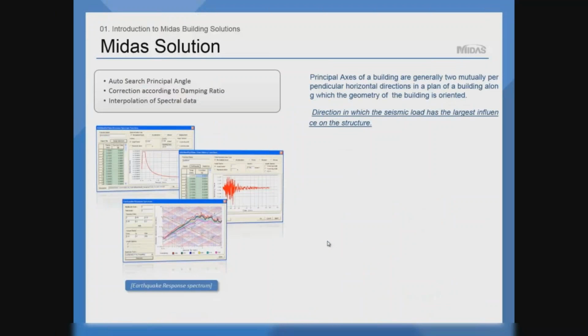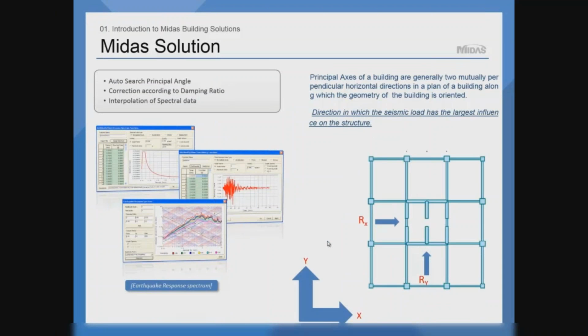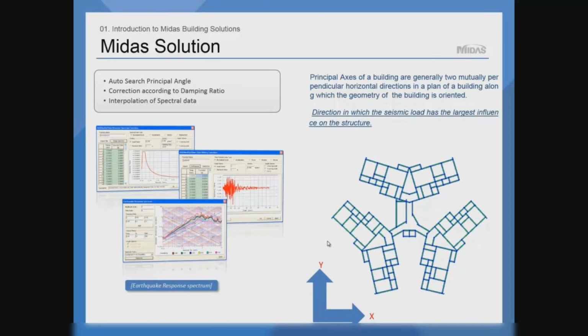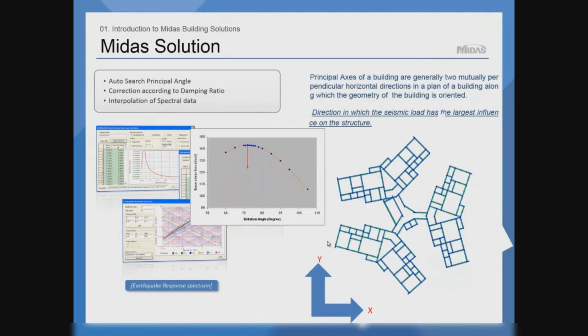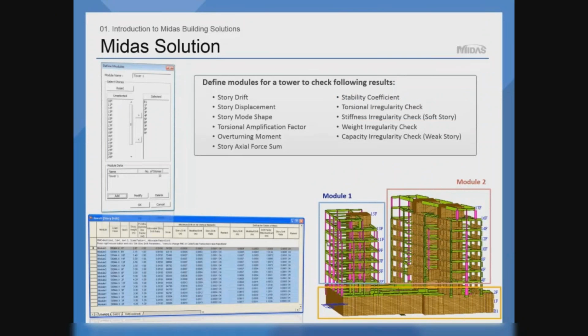Now you can see the response spectrum analysis. If your building is rectangular, you know the spectrum is in the X direction and the Y direction. If it is an irregular shape, then what will you do? It is very difficult to calculate the principal axis. Principal axis means the major axis, and along that you have to apply your force. But in Midas, we have one option, the excitation angle, auto calculate. Based on this, it will calculate the forces and apply them to the structure.